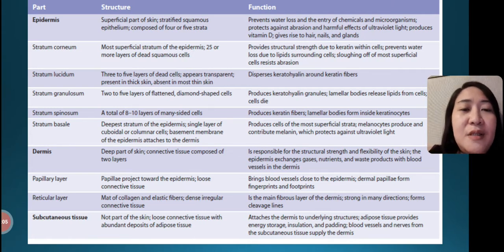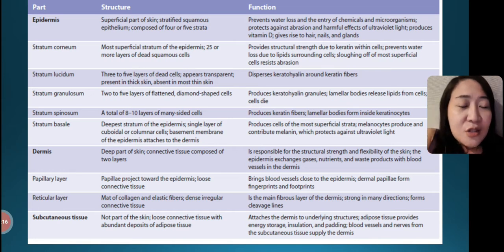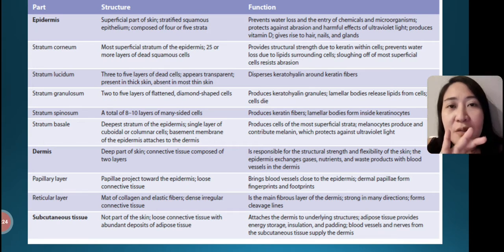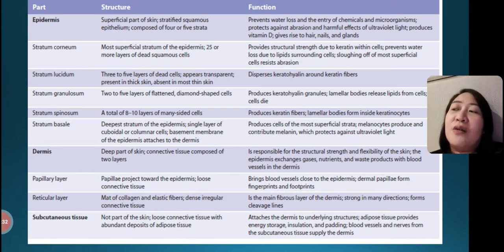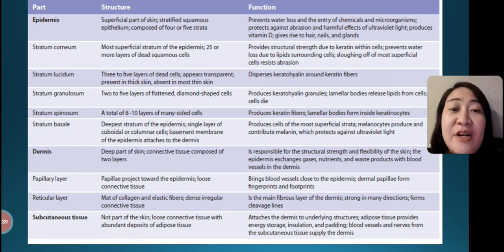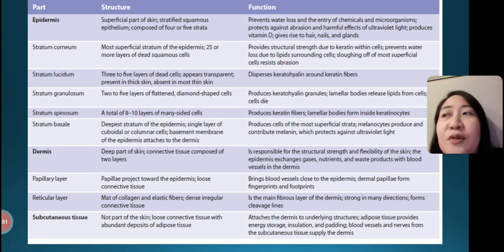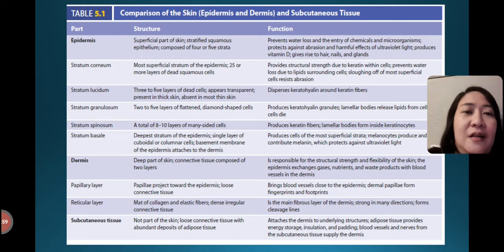In the subcutaneous or hypodermis area, which is not part of the skin proper, it is a loose connective tissue abundant in deposits of adipose, so it is just fats. It attaches the dermis to underlying structures, and adipose tissue provides energy storage, insulation, and padding. So remember: epidermis, dermis, subcutaneous. The epidermis is composed of 5 layers: CLGSB, corneum, lucidum, granulosum, spinosum, and basale. The papillary layer is loose, and the reticular layer is dense irregular. Our footprints and fingerprints come from the papillary layer. So this is the summary of our skin.